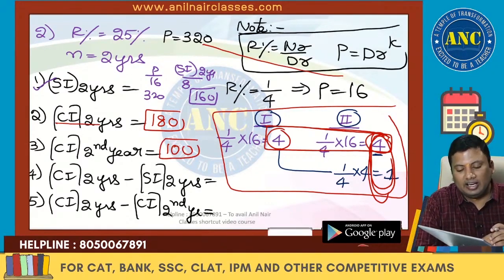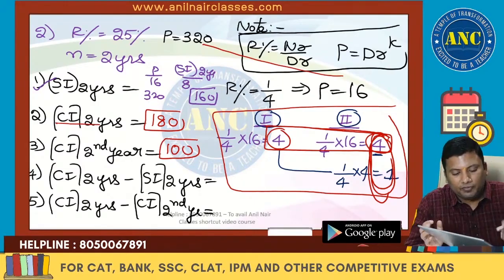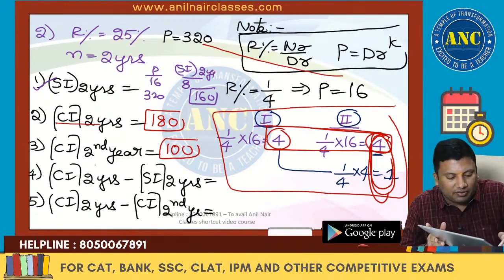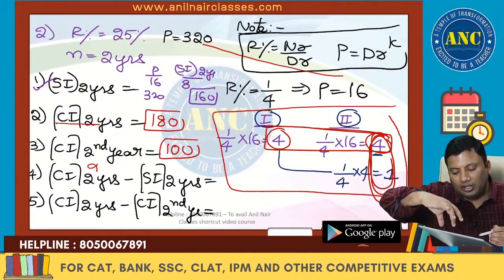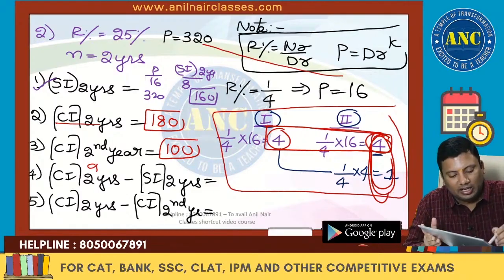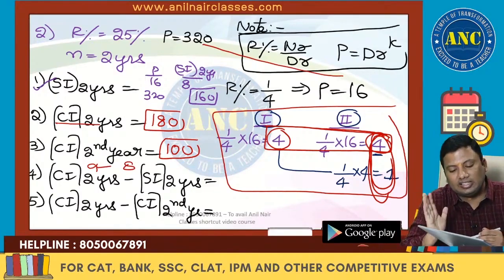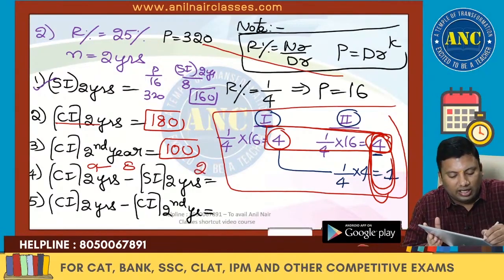CI for the second year is nothing but 100. CI for 2 years is 9, SI for 2 years is nothing but 8. 9 minus 8 is 1. 16 is 320, so 1 twenty is 20.